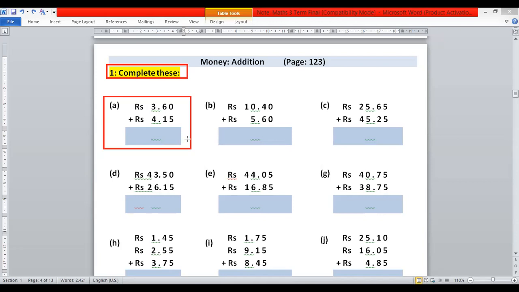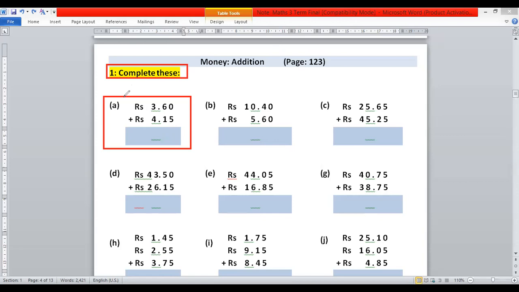Dear students, add money in the same way as numbers. We will just find the sum as if the point does not exist. Then put the point two places from the right. The point simply separates the rupees column from the paise column. Look how.